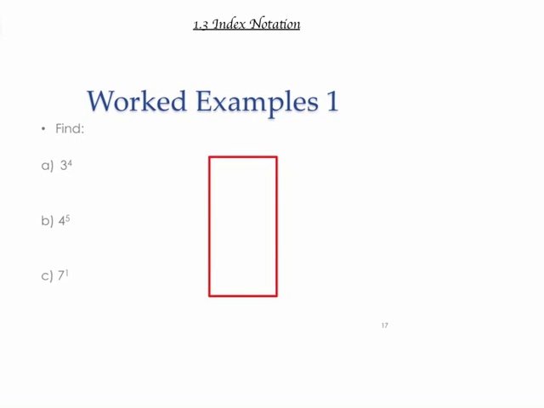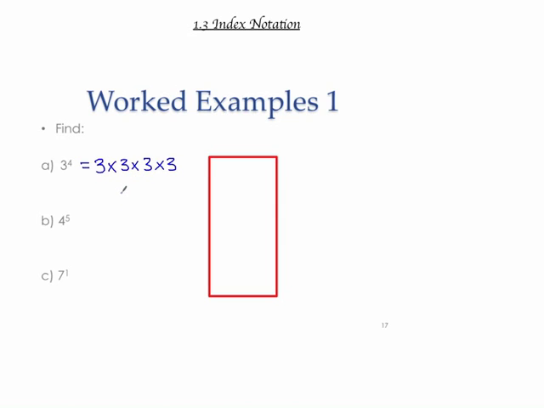This session is on index notation. The last lesson we looked at different ways to find powers of a number. So for example, if we had 3 to the power of 4, we found out that this means 3 times 3 times 3 times 3. So it's 3 multiplied by itself 4 times.